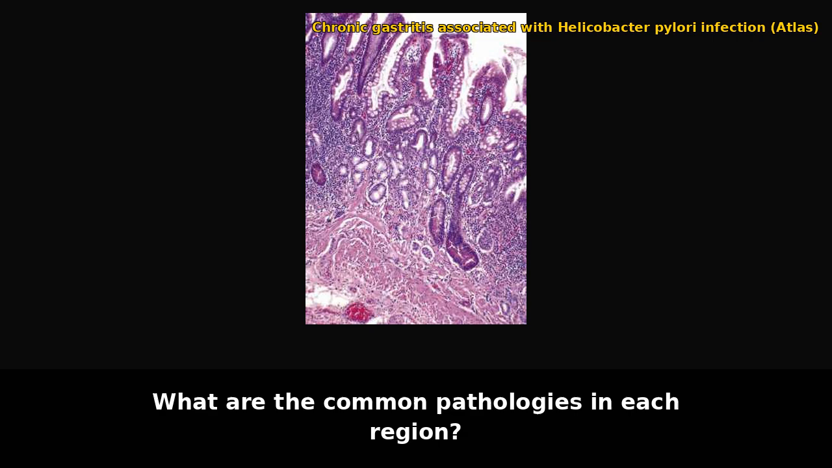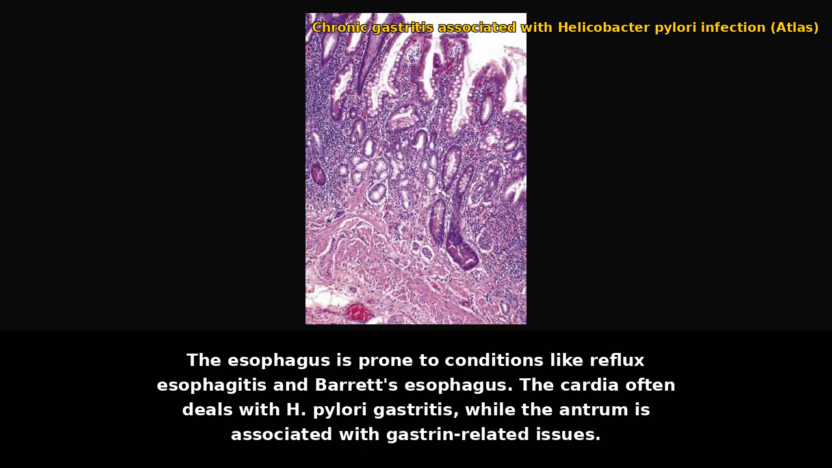What are the common pathologies in each region? The esophagus is prone to conditions like reflux esophagitis and Barrett's esophagus. The cardia often deals with H. pylori gastritis, while the antrum is associated with gastrin-related issues.